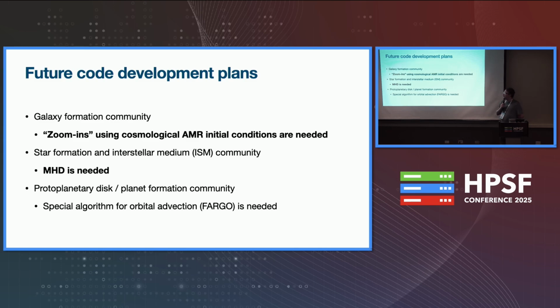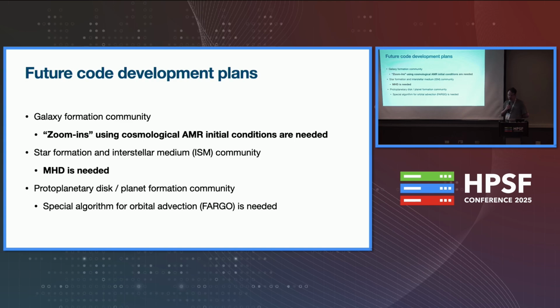So in terms of future code development and the trajectory of the code, some users are interested in doing zoom-ins from cosmological AMR initial conditions, where we don't really care about the statistics of the cosmology or the cosmological volume itself, but just using the cosmological environment essentially as a boundary condition on very coarse levels to solve for the accretion of gas onto the galaxies that we care about. So that's something we're interested in adding in the future.